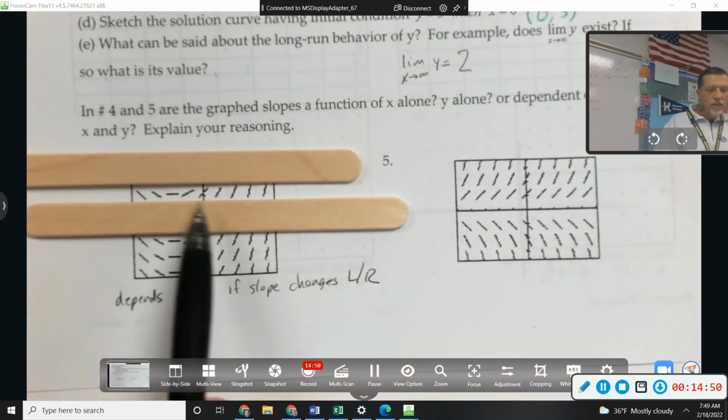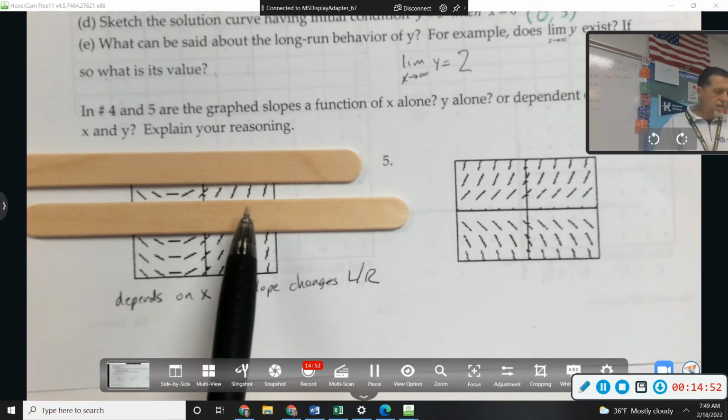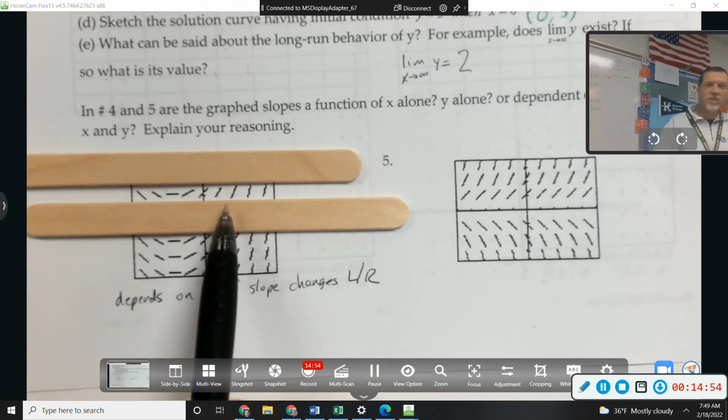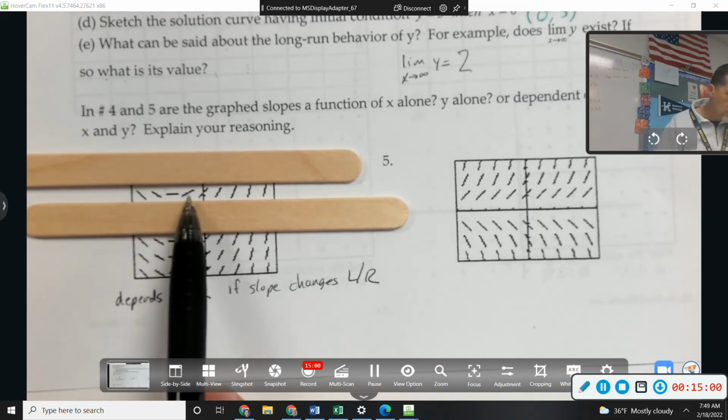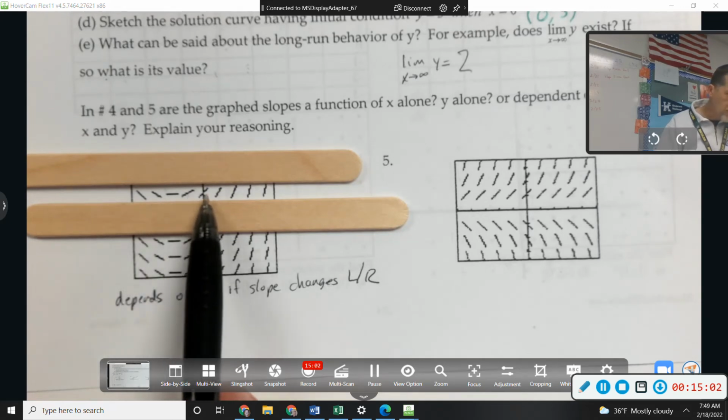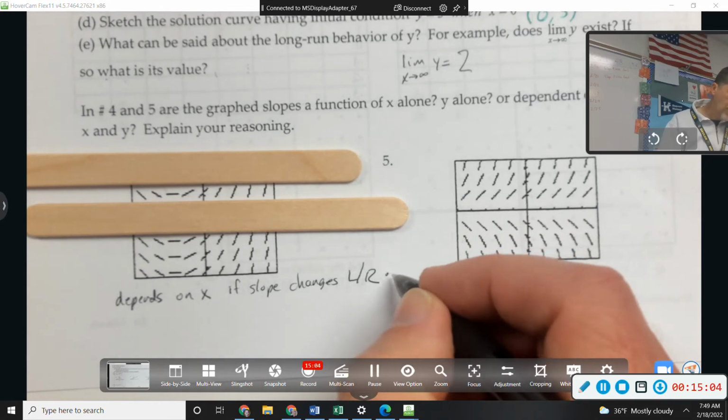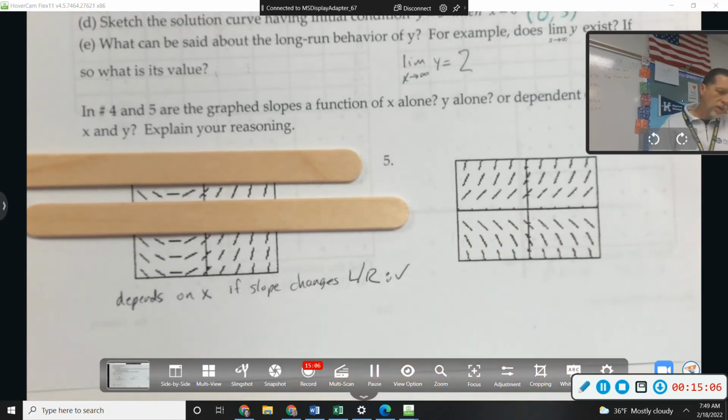And as we move left to right, is the slope changing? Is those little slope pieces? Yeah, it starts out negative and then less negative and then 0 and then 1 or so and then increases from there. So yes, it does depend on x. That one does.